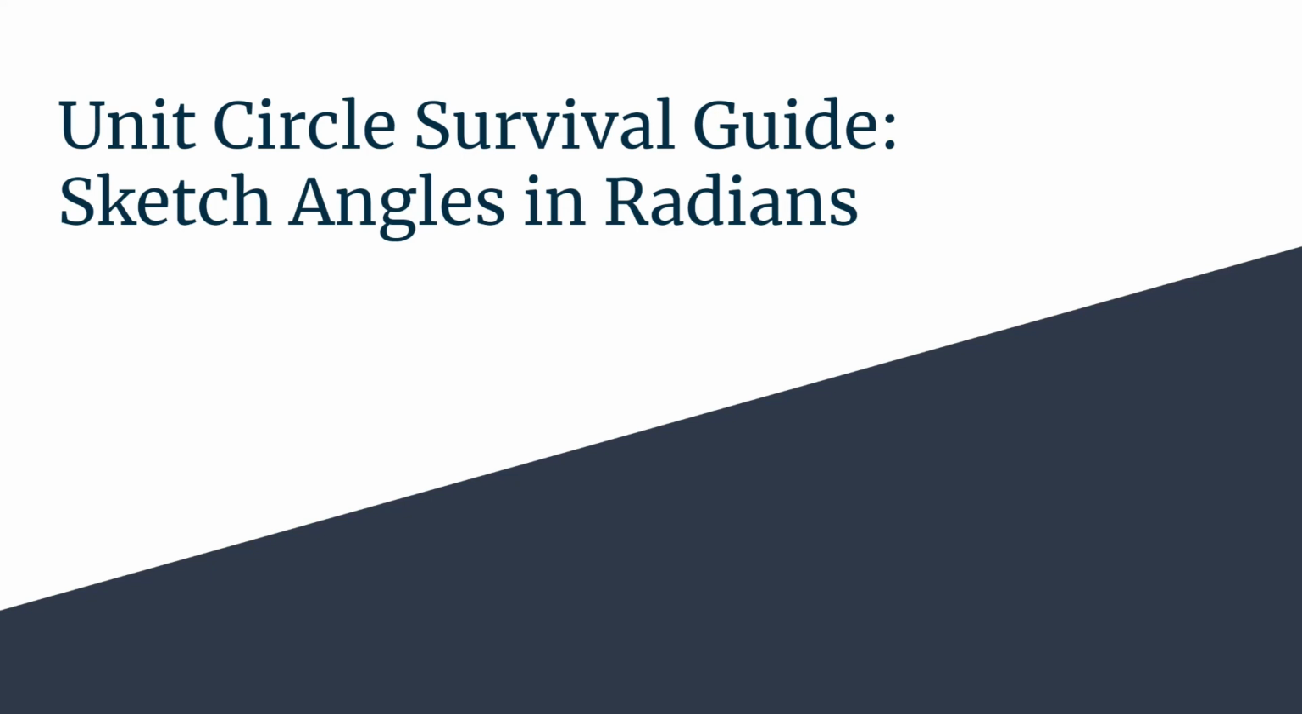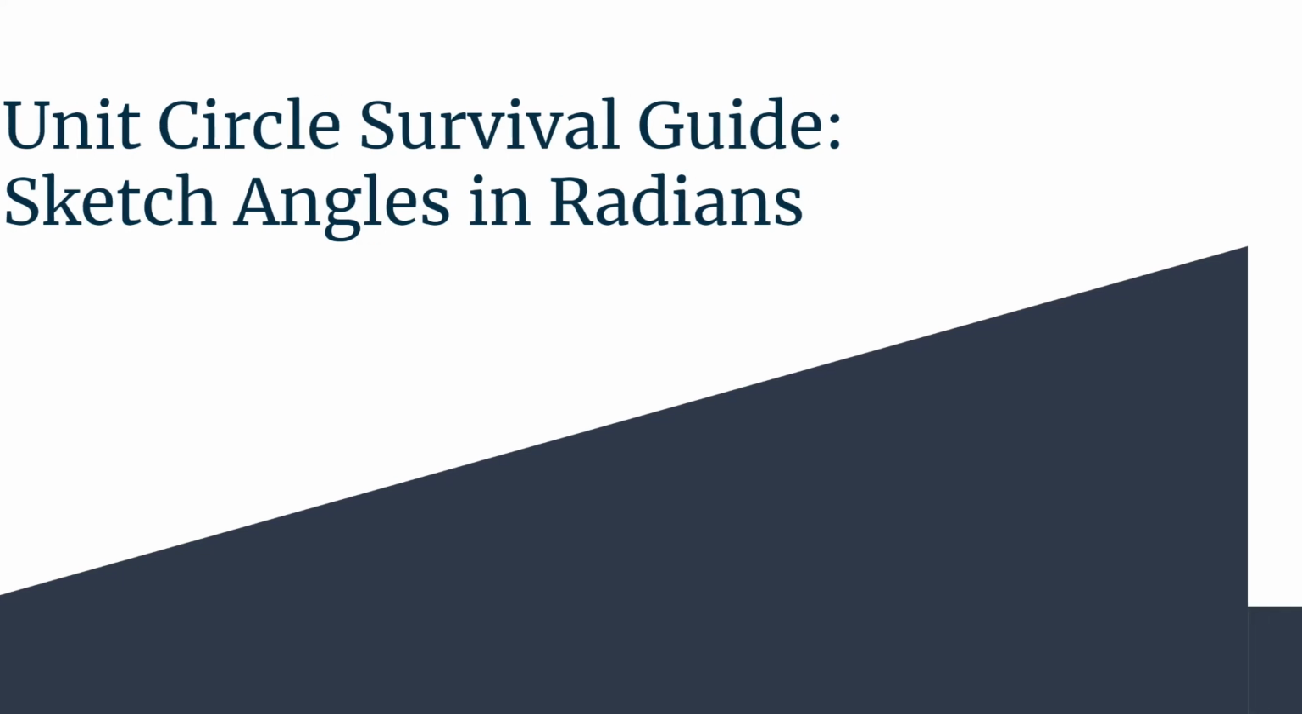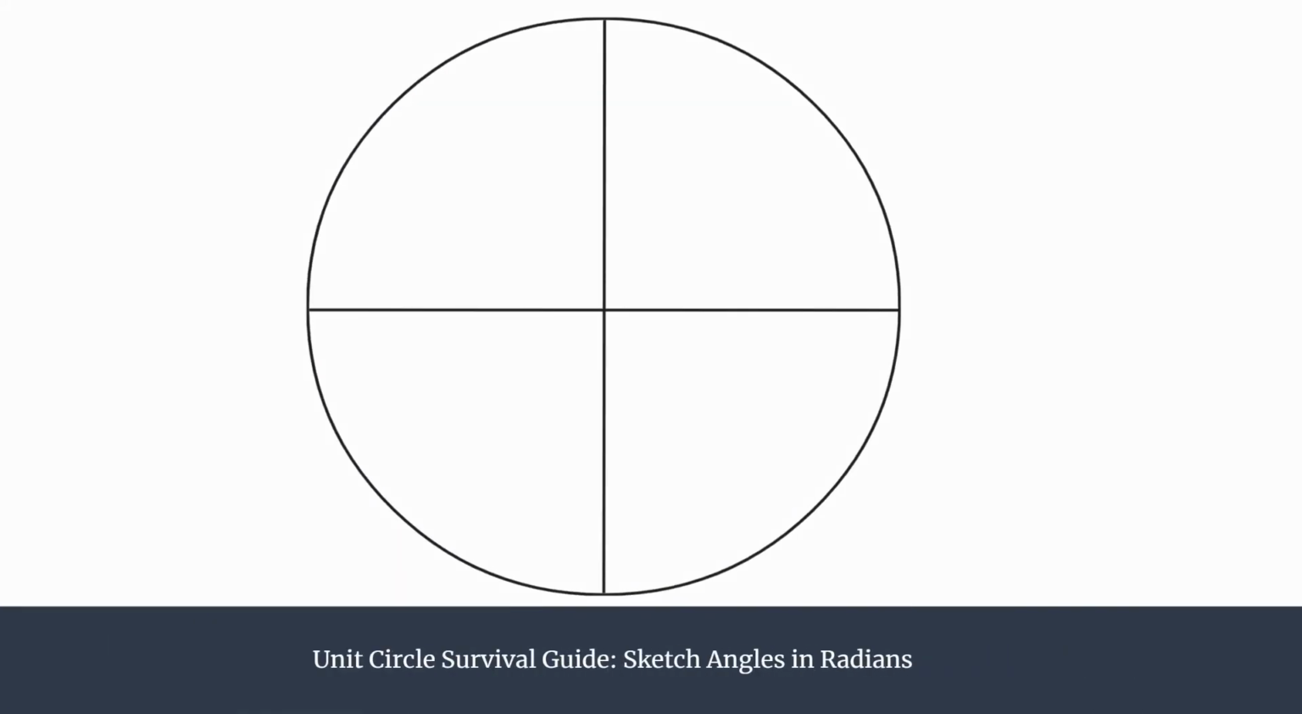In this unit circle survival guide, we will look at how you can sketch an angle in radians. So let's say we wanted to sketch 7 pi over 6. We start by putting its initial side in standard position, so its point on the origin, and it will run along the positive part of the x-axis.